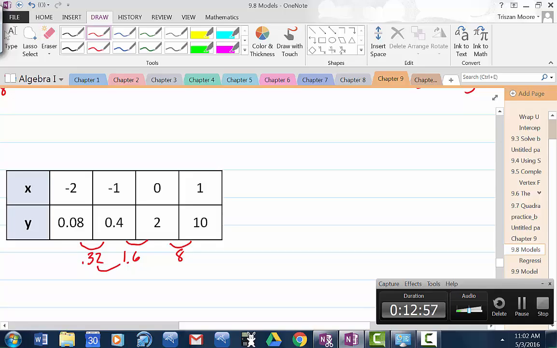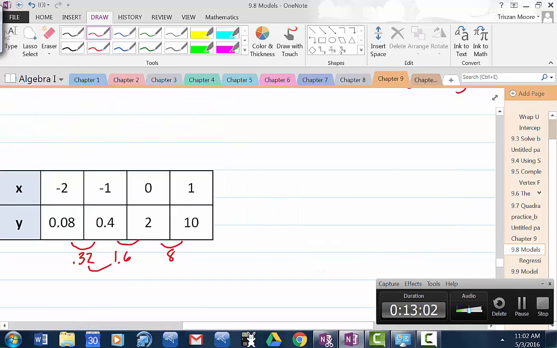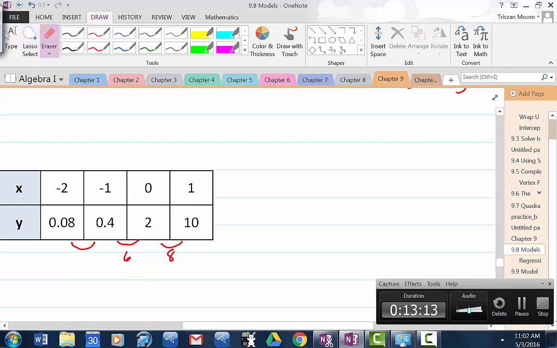If I check those differences, obviously this difference and that difference are not going to be the same. 8 minus 1.6 and 1.6 minus 0.32 are not going to be the same. So you know it's not linear or quadratic. So let's check to see if it's exponential.